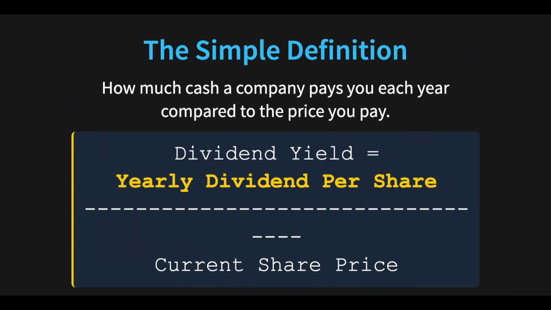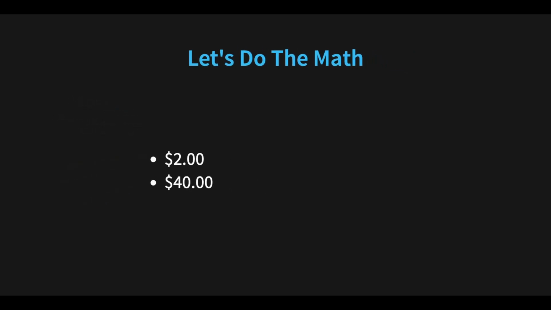First, the definition. Dividend yield tells you how much cash a company pays you each year relative to the price you pay for the stock. In plain language, the formula is the yearly dividend per share divided by the current share price. Let's see this in action with real numbers.